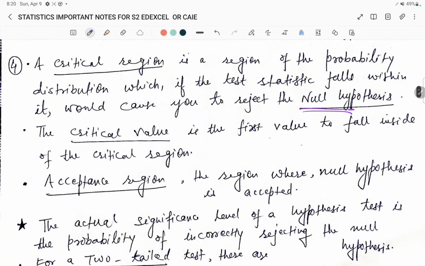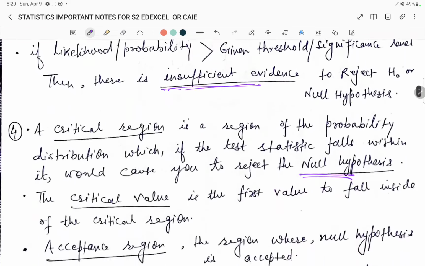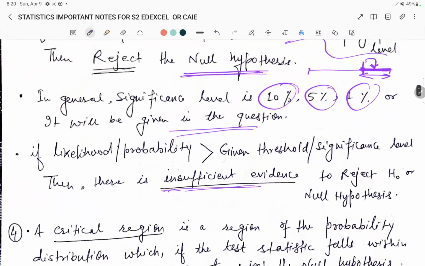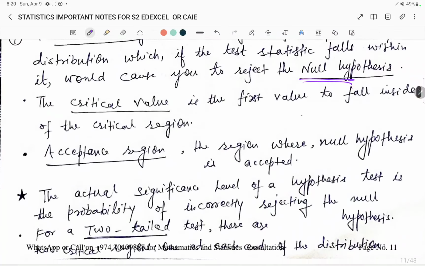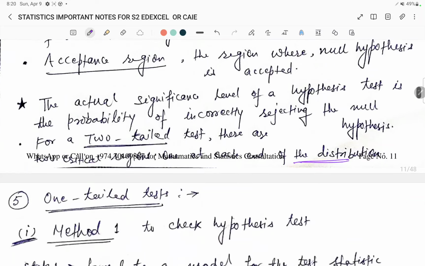The critical value is the first value to fall inside the critical region. Okay, so this is the critical region, and this initial value will be the critical value, the first value. Acceptance region is the region where the null hypothesis is accepted, like this side. The actual significance level of a hypothesis test is the probability of incorrectly rejecting the null hypothesis. For a two-tailed test, there are two critical regions, one at each end of the distribution.